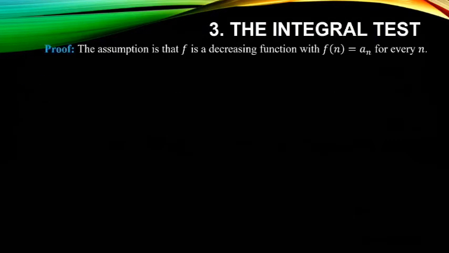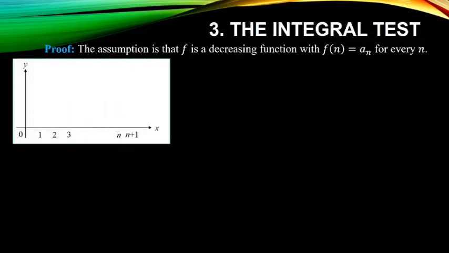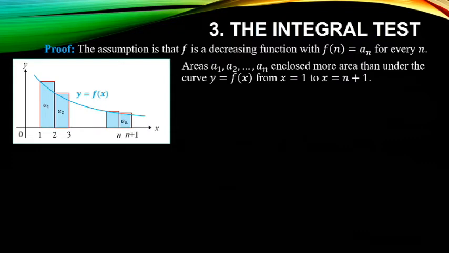So as a proof of the theorem of the integral test, the assumption is that f is a decreasing function. F of n is equal to a sub n for every value of n. So if it is a decreasing function, the graph goes downward as n increases, or as the value of x increases. So what we take here is that our a sub n is actually the areas of the rectangles, the series of areas. Areas a sub 1, a sub 2, up to a sub n enclose more area than under the curve y is equal to f of x.